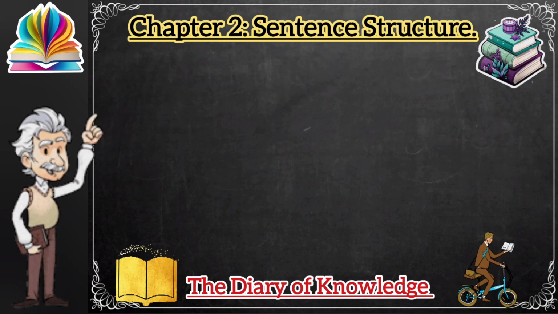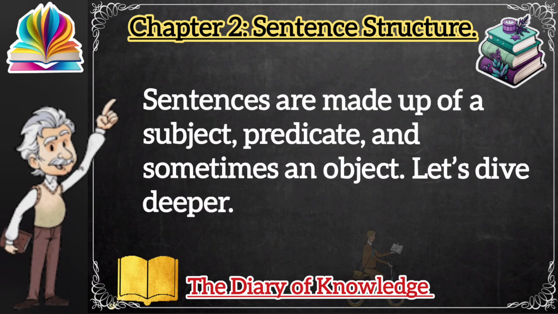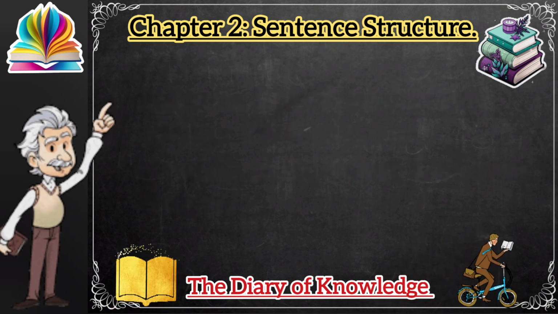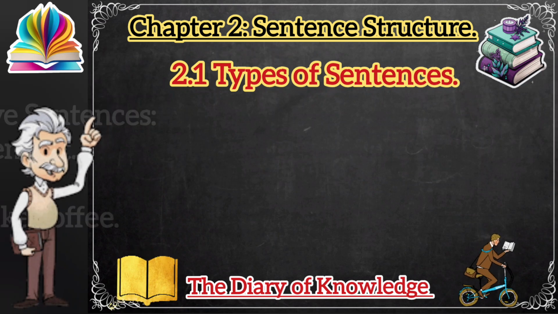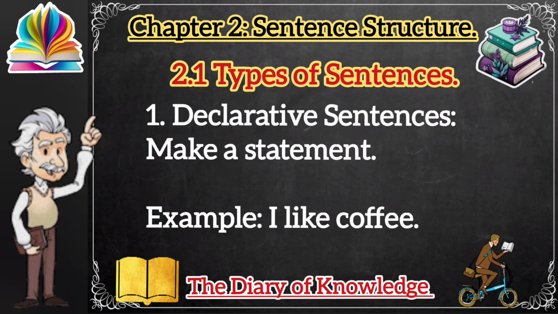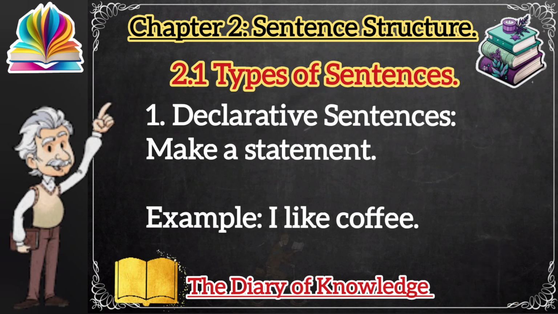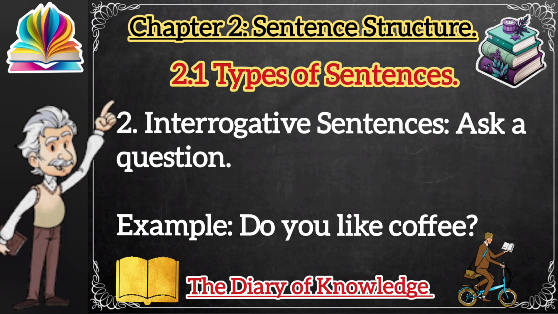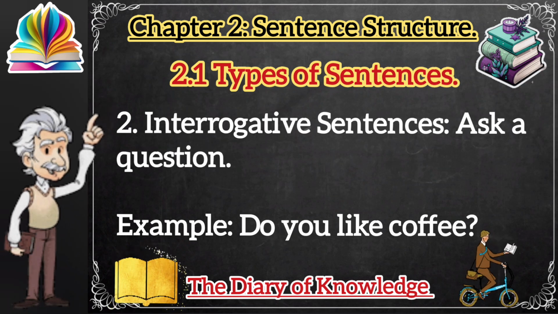Chapter 2. Sentence structure. Sentences are made up of a subject, predicate, and sometimes an object. Let's dive deeper. 2.1 Types of sentences. 1. Declarative sentences make a statement. Example: I like coffee. 2. Interrogative sentences ask a question. Example: do you like coffee?